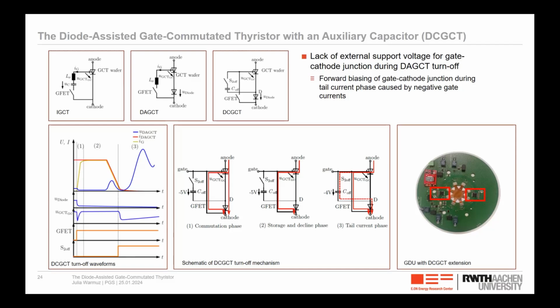When you look at the schematic, you would think it looks very similar to an IGCT, or everything that I wanted to avoid. But when you look at how the driver looks, this here is the auxiliary adaptation. That's just 300 microfarad capacitors. They're very small.